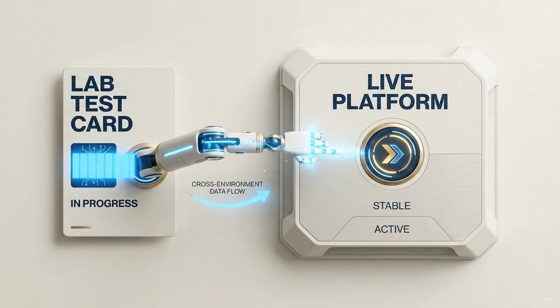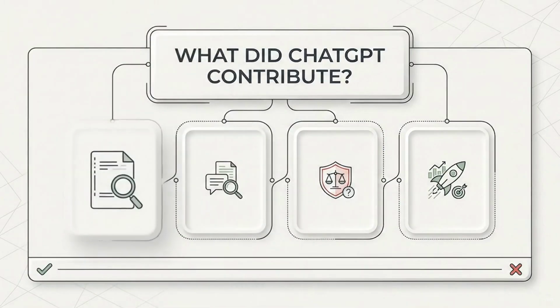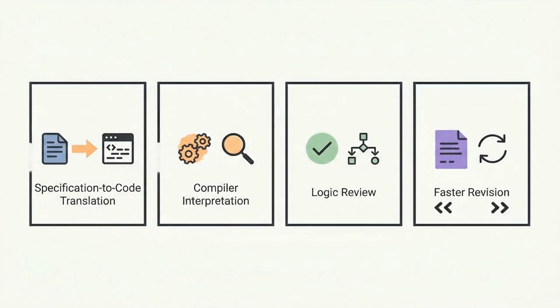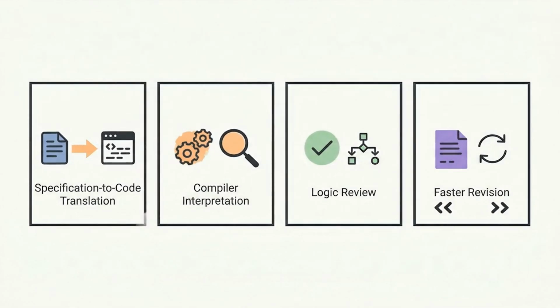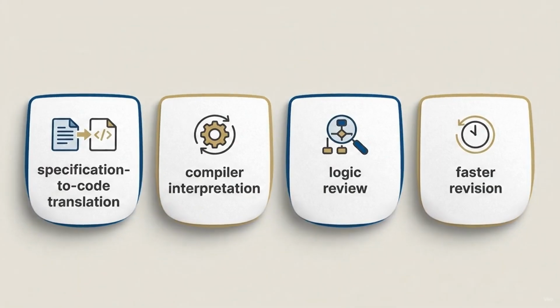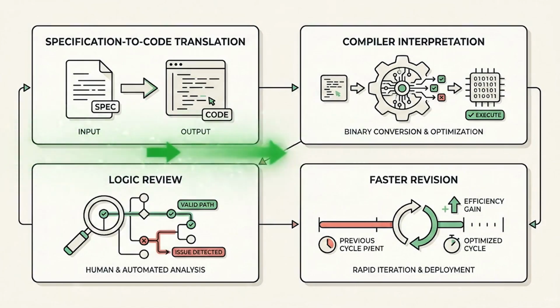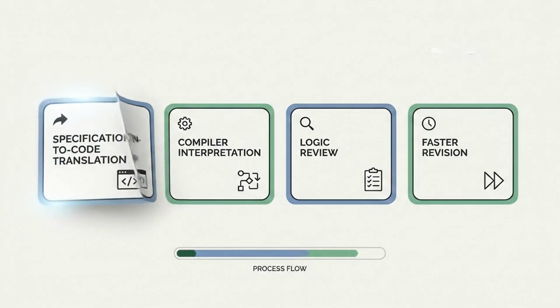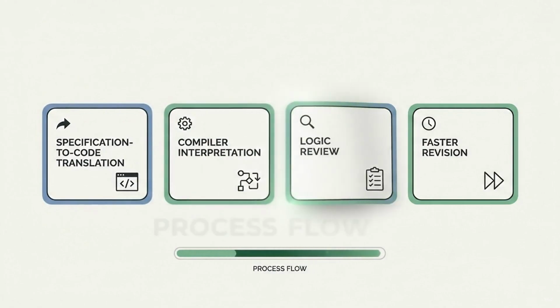So, what did ChatGPT really contribute here? It accelerated the translation from a written specification into code. It helped interpret compiler feedback. It provided a second pass for logic review. And it made revisions much faster than writing every function from a blank file.